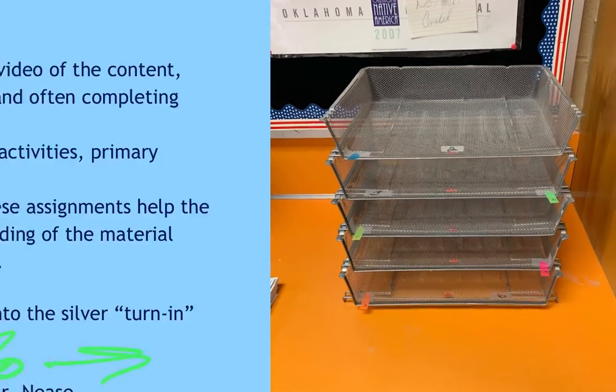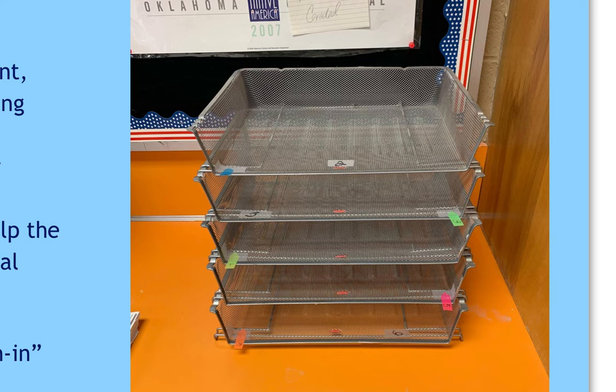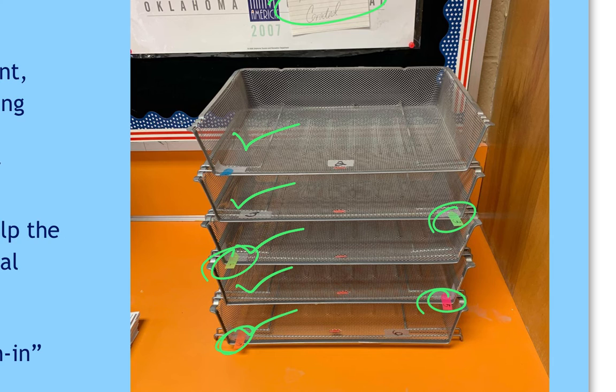This silver tray over here, on the counter, says not graded yet. I do not have a first hour. That is my plan. So if you are in second hour, you're going to put your papers in the top silver tray. If you're in third hour, you'll go in the next one, then fourth hour, fifth hour, and sixth hour. Just make sure you're looking at these little tabs, because they show you what class it is. We need to turn papers in the right way and in the right class so we don't lose any.